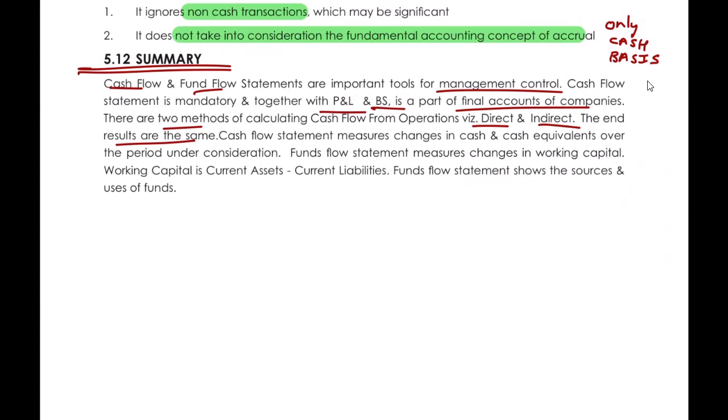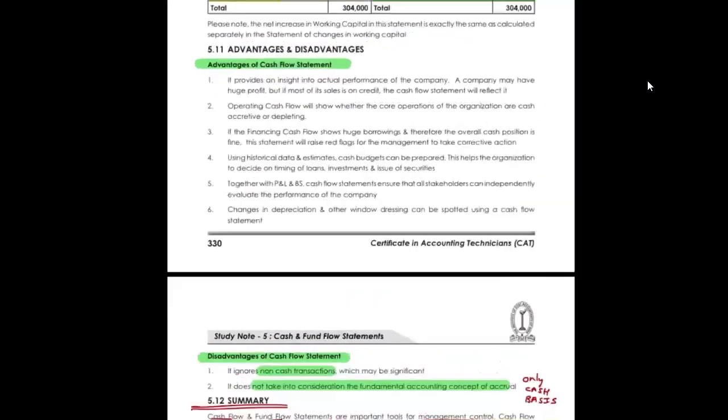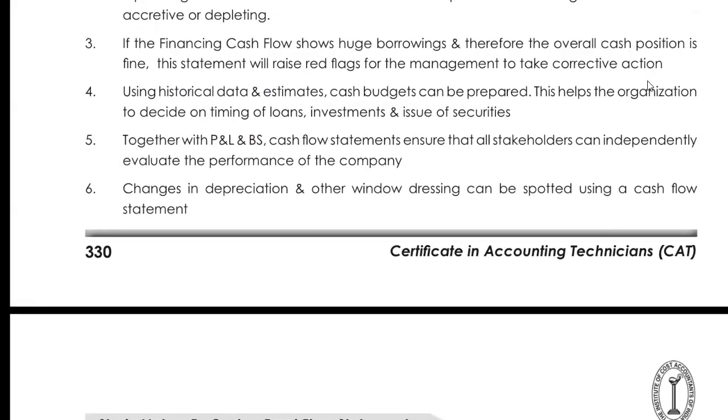Cash flow statements measure the changes in the cash and cash equivalent over the period under consideration. Fund flow measures the changes in the working capital, and working capital is current asset minus current liabilities. Fund flow statement shows the sources and the uses of the fund. So that was everything we covered in this chapter today and in the earlier lectures.